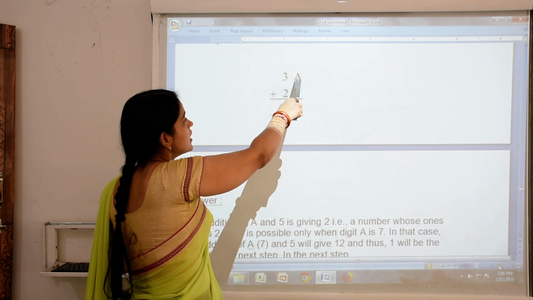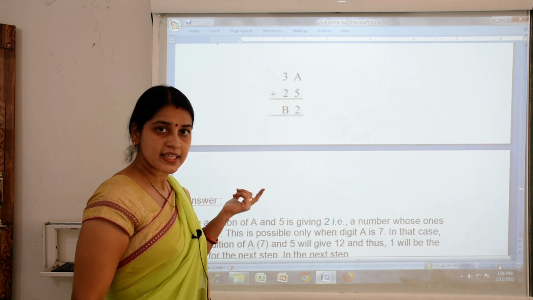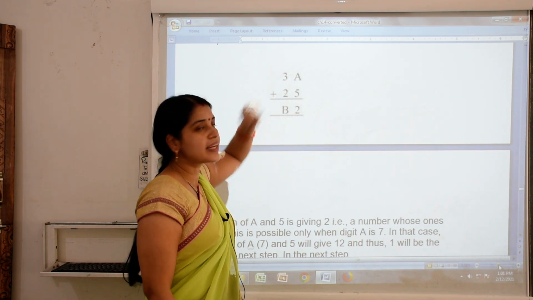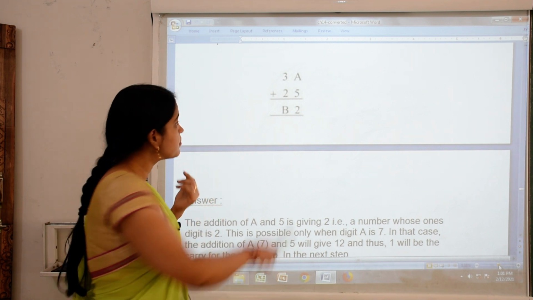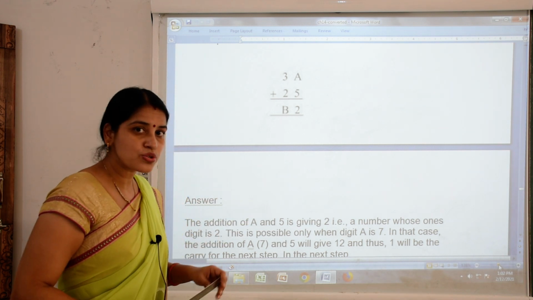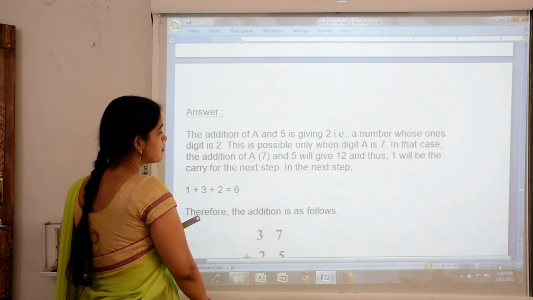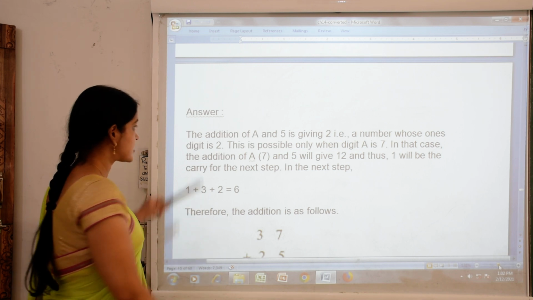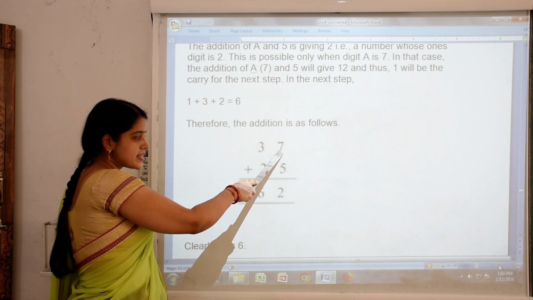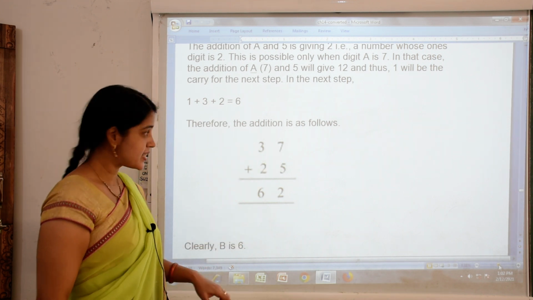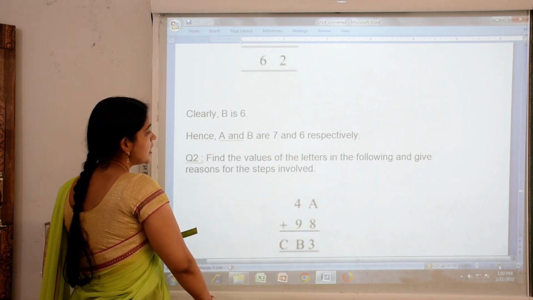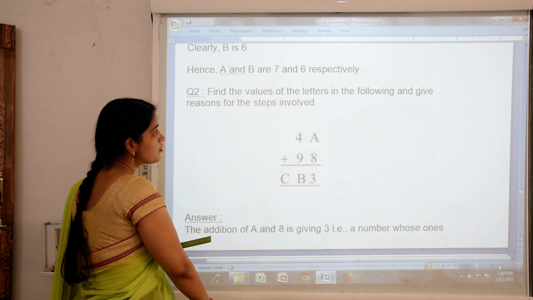Now we get the value of a is 7 because 7 plus 5 is 12. So 2 comes here and carry forward in the tens column. So carry is 1, so 1 plus 3 plus 2 is 6. That means the value of b is 6. So from here it is clear that the value of a is 7 and the value of b is 6. Hence the puzzle is solved. Okay, so it's very simple. In this way we have to find the values of the letters.